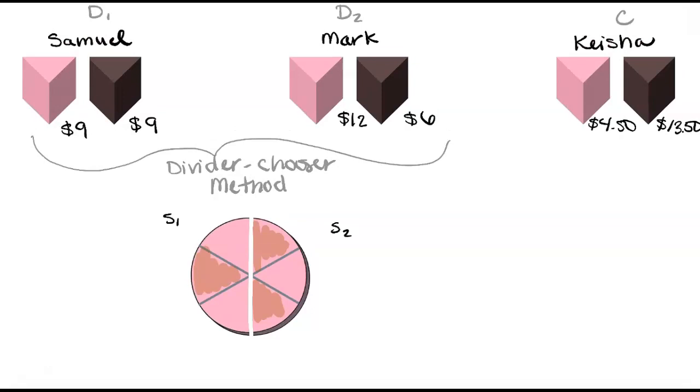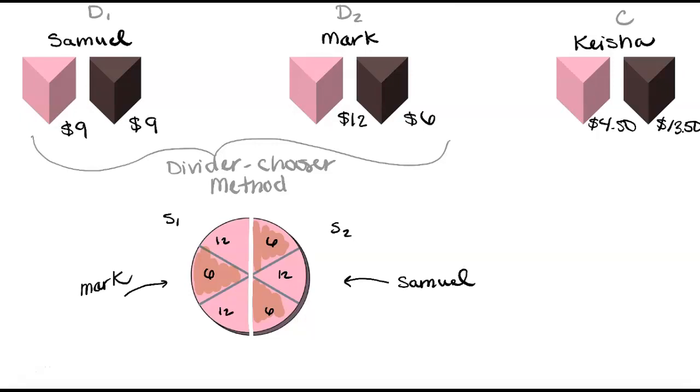Let's think about what these halves are worth to Mark. That is, what is S1 worth and what is S2 worth? Mark feels that each piece of strawberry is worth $12, while each piece of chocolate is only worth $6. So you can see pretty quickly that Mark is going to choose S1. This leaves S2 for Samuel.